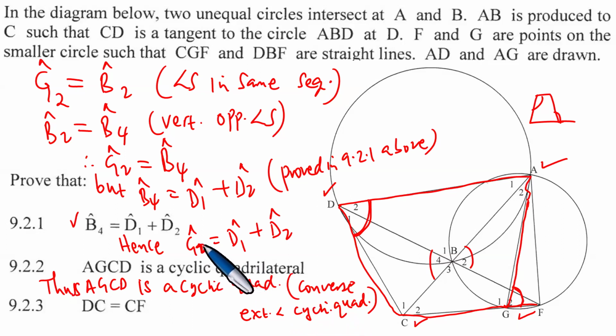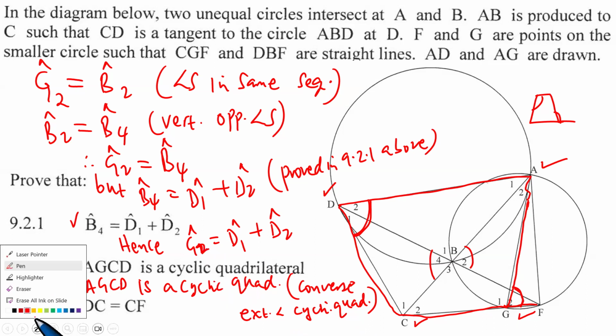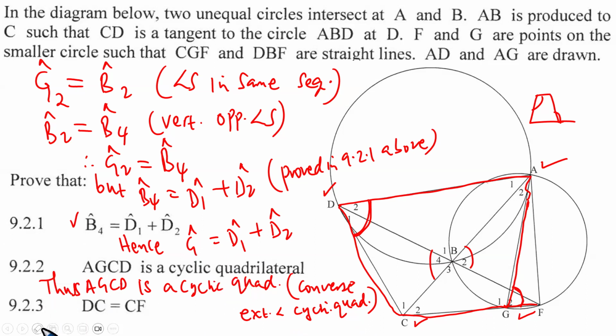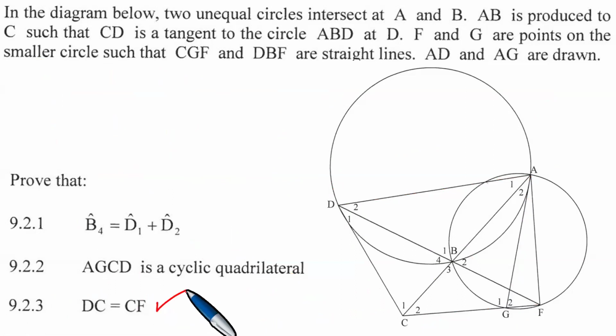This is the theorem that we learned, and it is the converse of this particular theorem that says the exterior angle of a cyclic quad must equal the interior opposite angle. So we have been able to show that the angle G2 here is equal to the angle G1 and G2. And this means, therefore, that AGCD is a cyclic quadrilateral. And we proceed to prove 9.2.3. We need to prove that DC, here is D and here is C, so DC is equal to CF.